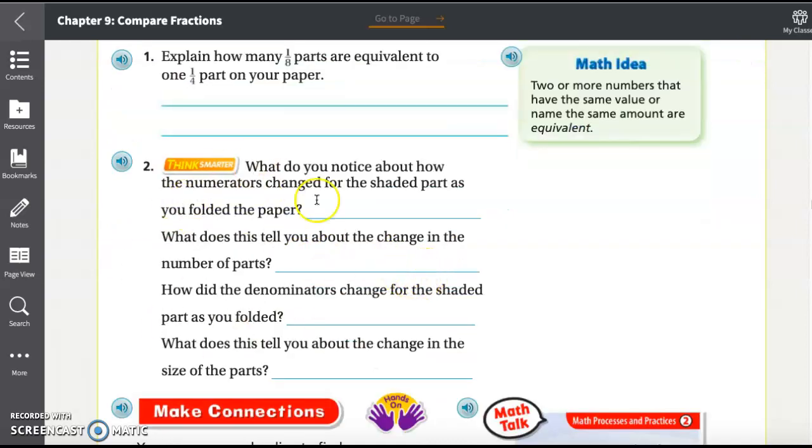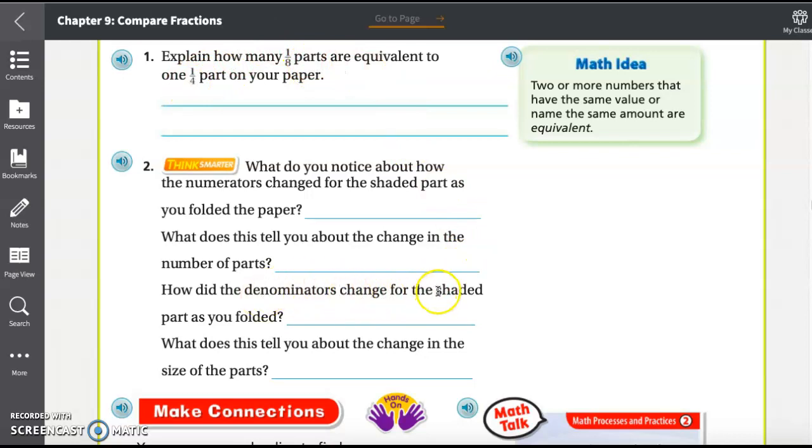Now, this part right here is pretty simple. They want to know how do the numerators change for the shaded parts as you folded the paper. The numerators kept getting bigger, okay, because first they were 1/4 and then they were 1/8. Same as the number of parts that are changing. The number of parts are also getting bigger, okay? First it was 4 parts, and then there were 8 parts.